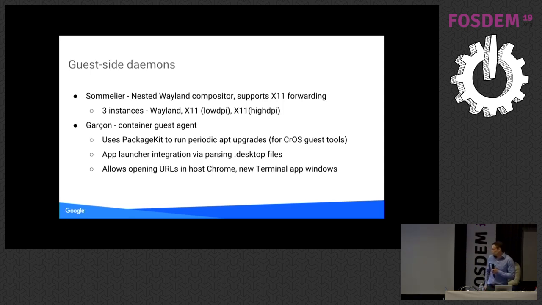We actually have to run three of these, one for standard Wayland apps, and then one for a low DPI and one for a high DPI, because most X11 apps are awful at running at high-res screens like we have on some Chromebooks. And in addition to that, we added Garçon, which is the guy that talks to the UI component outside of the VM. So this is the thing that notices when an application is installed and shuffles its icon out to ChromeOS, or gets poked by ChromeOS and says, hey, please launch this application, or please install this application.